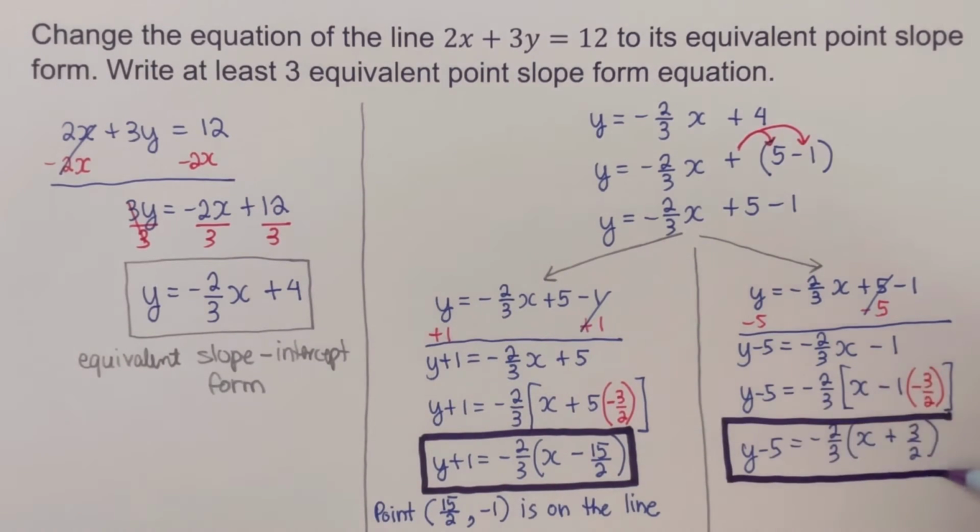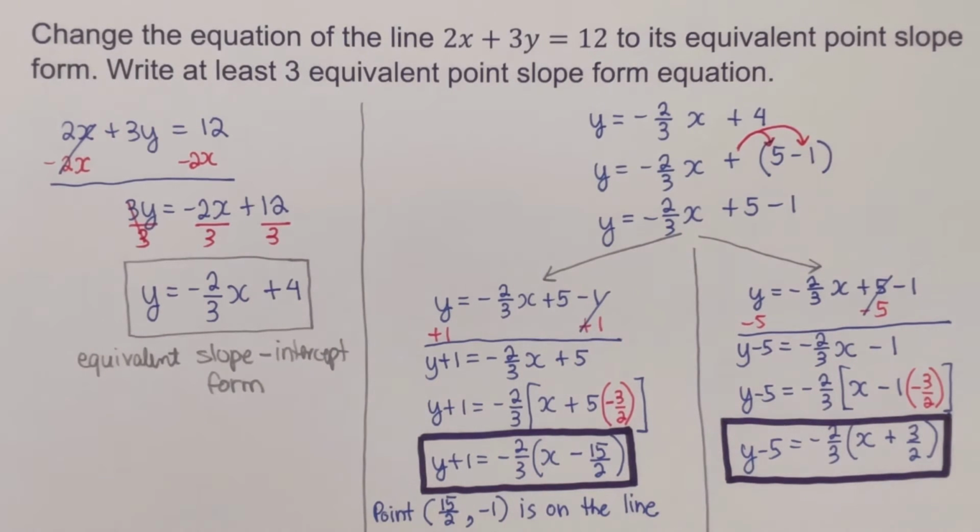So we also remember that in this equation that we have here, we can tell that the point negative 3 halves comma positive 5 is on the line. So I'm going to go ahead and write that down here.